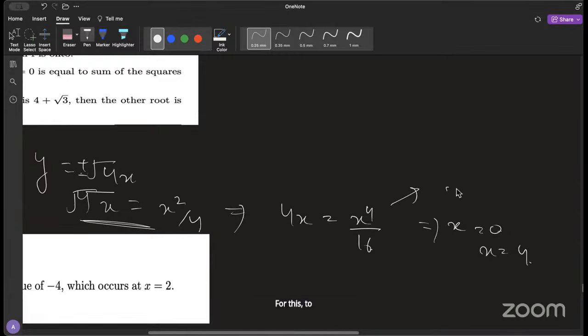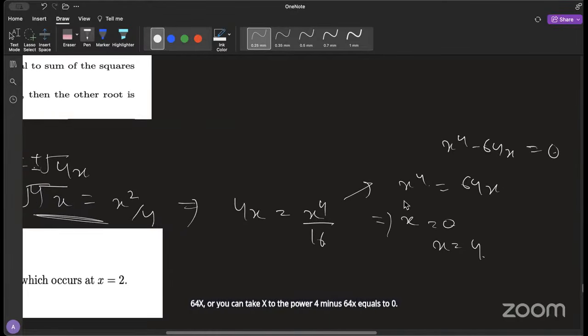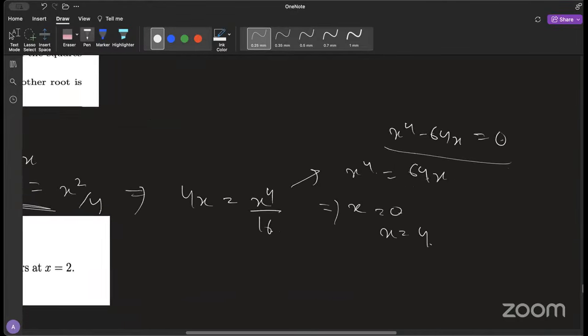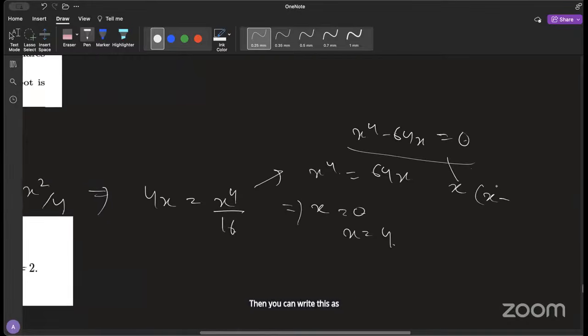To solve this, you can take x to the power 4 equals 64x, or x to the power 4 minus 64x equals 0. And then you can write this as x times x cube minus 64 equals 0.